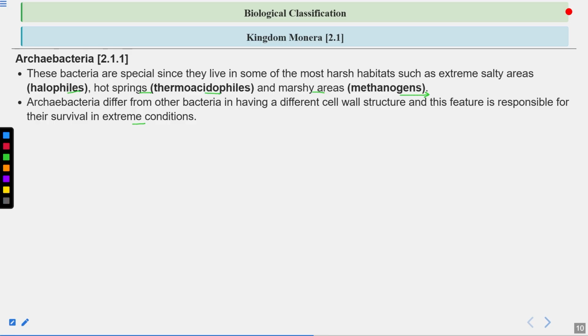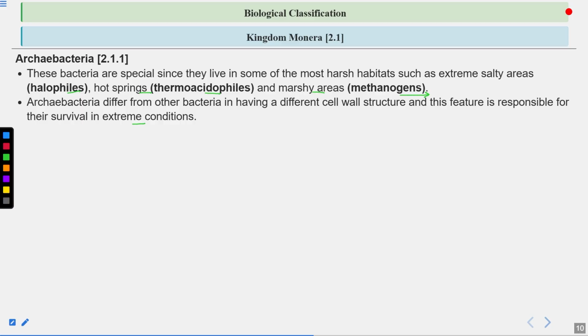So, how can archaebacteria survive in this extreme environment? The answer is in their cell wall structure. Usually the bacteria have peptidoglycan in their cell wall. But the cell wall of the archaebacteria is quite different. What is the composition of the cell wall of the archaebacteria?